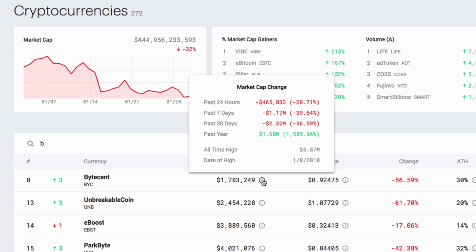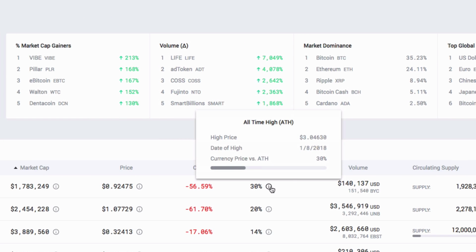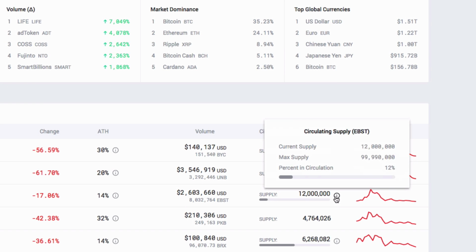Another interesting feature to point out are these info boxes where we show change over various time periods, the all-time high for the market cap and the date of that all-time high. We also have an info box for the crypto asset price and for all-time high. And we're really happy about this. We're able to show current supply, max supply, and the percentage of the max supply that's currently in circulation. We, of course, can't show this data right now for currencies that do not have a defined max supply.